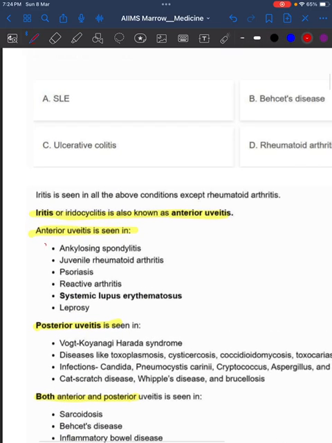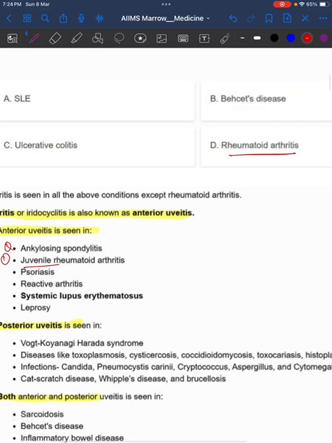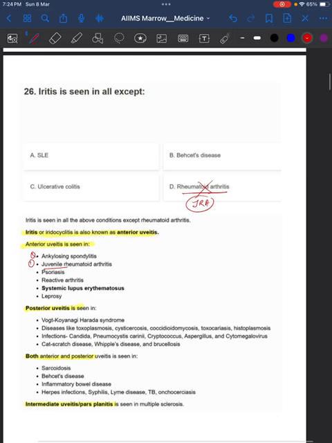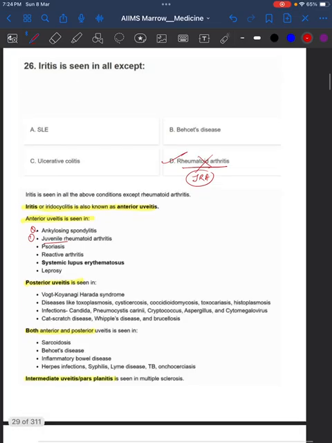Anterior uveitis is seen in ankylosing spondylitis, juvenile RA. It is not seen in adult RA. It is seen in juvenile rheumatoid arthritis. So iritis is seen in all except, this is the answer. Okay. So psoriasis, SLE, leprosy. So iritis is seen in all except RA. It is never seen in RA.